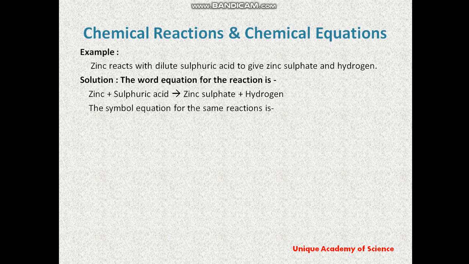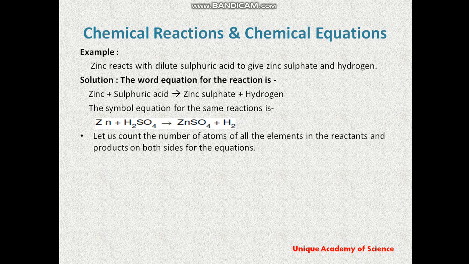Okay, now it is converted into the symbol equation. For the same reaction, zinc means Zn, sulfuric acid means H2SO4, and it gives ZnSO4, which means zinc sulfate, plus hydrogen. Okay, hydrogen means H2.